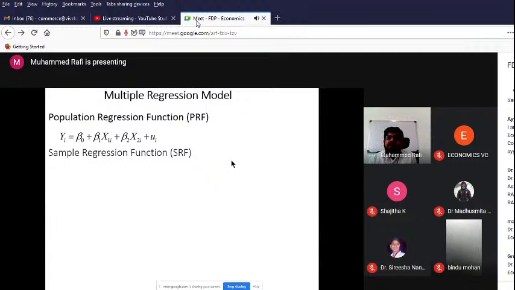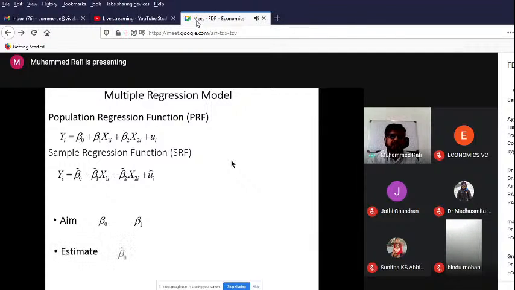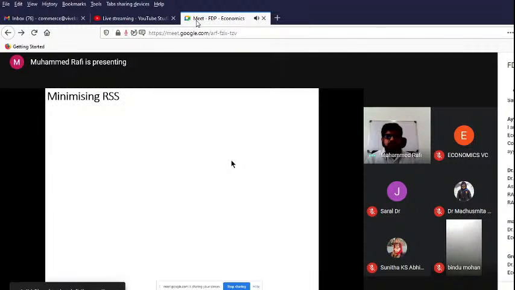Now here I'm explaining the multiple regression model where we have 2 explanatory variables. We have 2 independent variables and 1 dependent variable. So here we go for the sample regression function because we have a sample. We do not have the data on the entire population. And the aim is to find out the values of beta 0, beta 1 and beta 2, whereas we estimate beta 0 cap, beta 1 cap and beta 2 cap. Again, we use the same logic. We minimize the residual sum of square. The ordinary least square method is introduced by minimizing the residual sum of square.